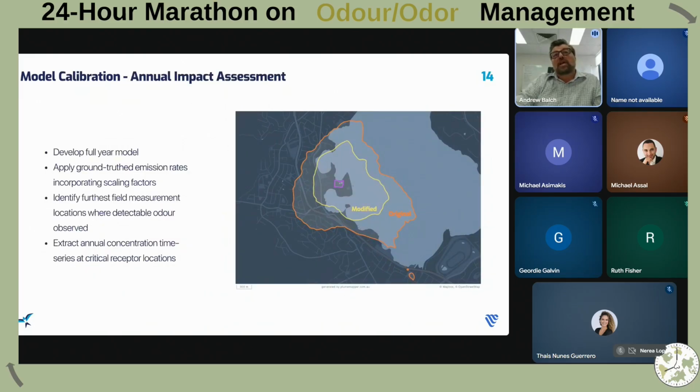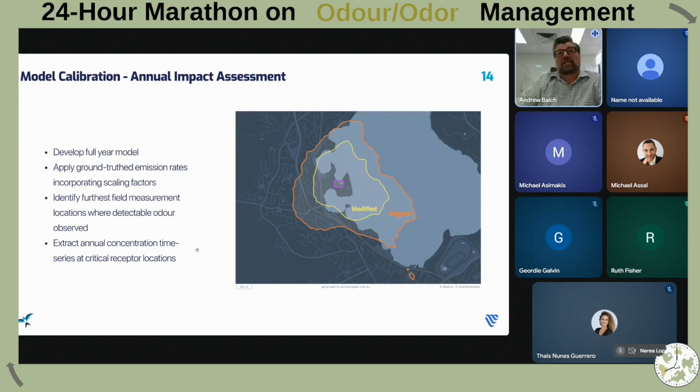We developed a full year model using our validated Tapham-Calmette cowpuff configuration and applied the ground truth emission rates incorporating our scaling factors. We identified the furthest field measurement locations where detectable odour was observed during our field surveys and extracted annual concentration time series at these critical receptor locations. This approach enabled us to determine the percentiles where concentrations exceeded our assessment criteria, forming the basis for evidence-based buffer distance determination.